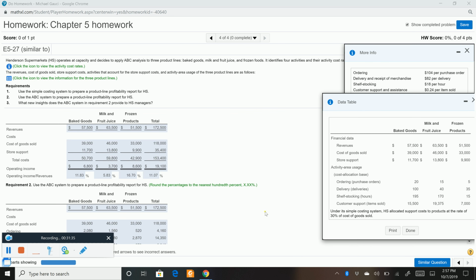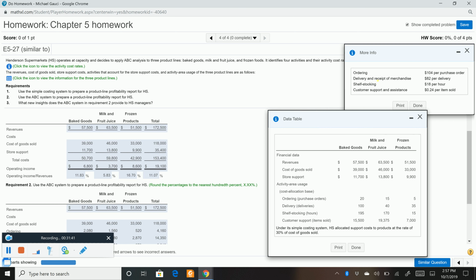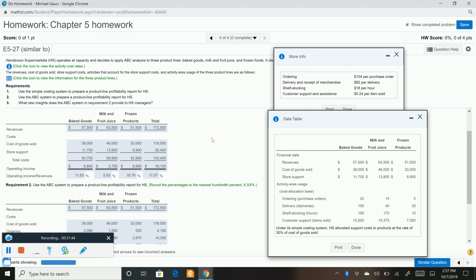And this last homework problem is more of the same. We basically have a supermarket here, and they are trying to figure out their operating income broken down by product line. And basically what we have here is baked goods, milk and fruit juice, and frozen products. And so what we are going to do is use two methods. First, we're going to take a simple method to allocate our indirect costs, and then we're going to expand that into an activity-based costing system.